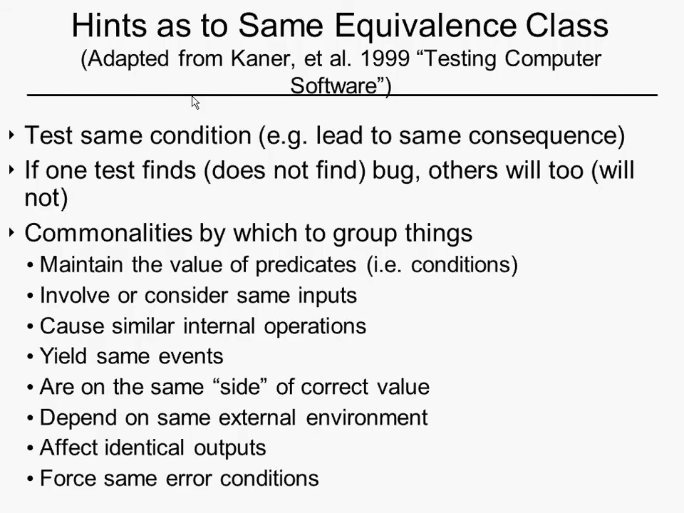So give me some examples. Let's take square root. What are some equivalence classes? Some things that for square root we expect if it's right for one of them, it will be right for the whole set. So if I have a square root that takes a double as an input and returns a double, give me some equivalence classes.